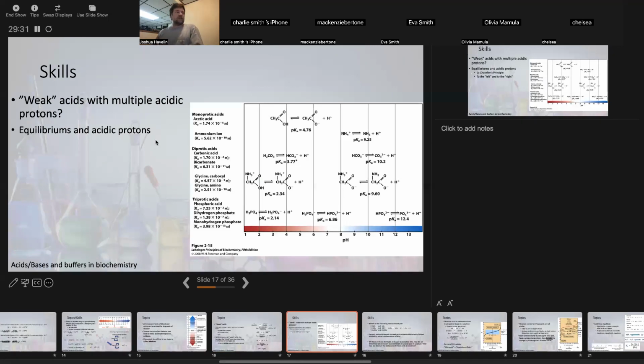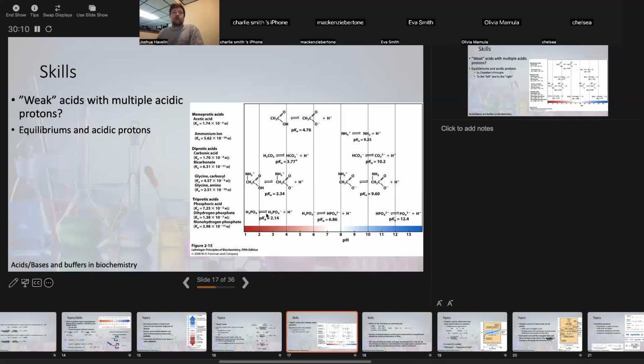Yeah, I bet the next question you're asking yourself is, what about weak acids with more than one acidic proton? There's a lot of these. So up here we have several examples. The first being carbonic acid. So carbonic acid actually has 2 acidic protons, H2CO3. It can dissociate into HCO3 minus plus H plus first, and then HCO3 minus can further dissociate into CO3 2 minus with another hydrogen.